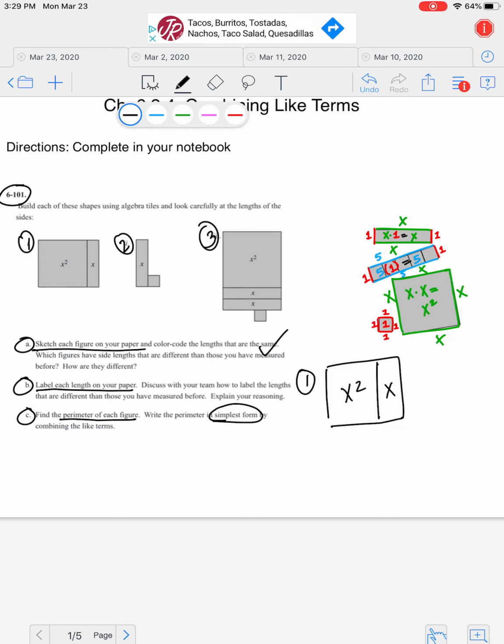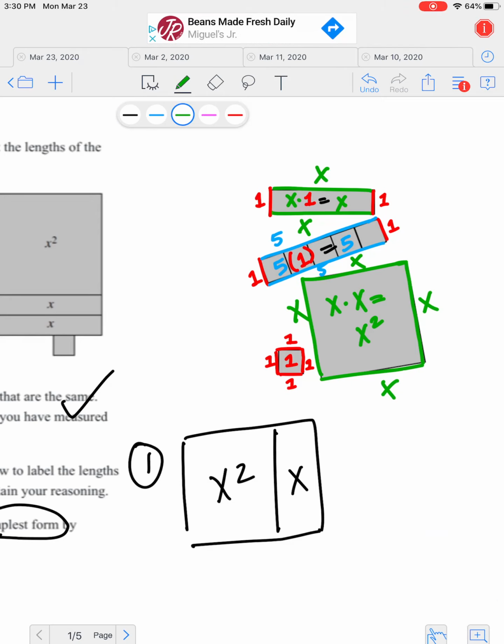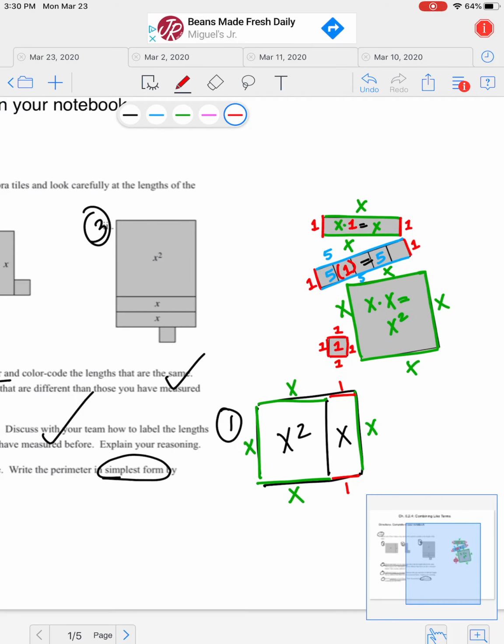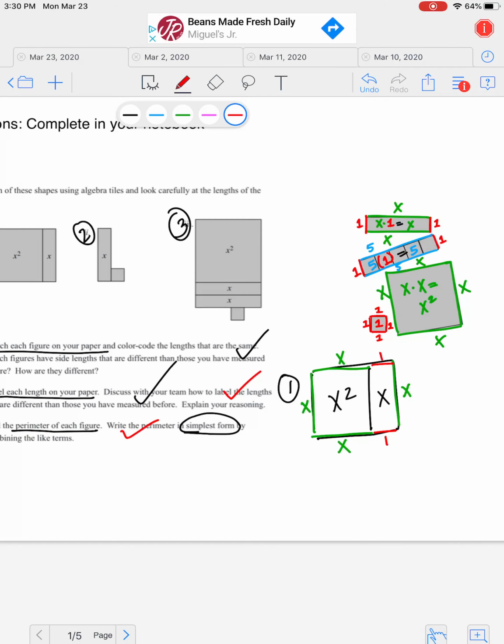Next step is to label, and I've left this here for you, or I made a copy of it. You have some in your notes as well. We did this before we went on spring break. So all of these are the same length. And then these ones are 1s. Okay. Part B, and then lastly, part C is to find the perimeter.